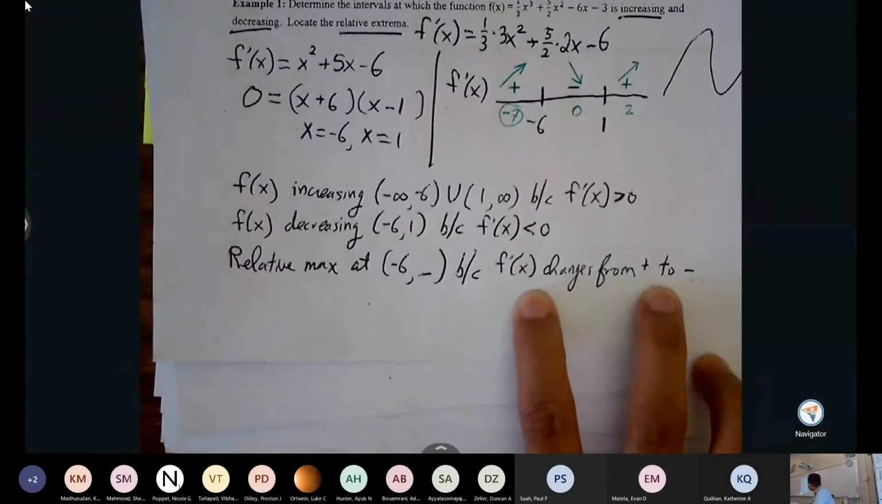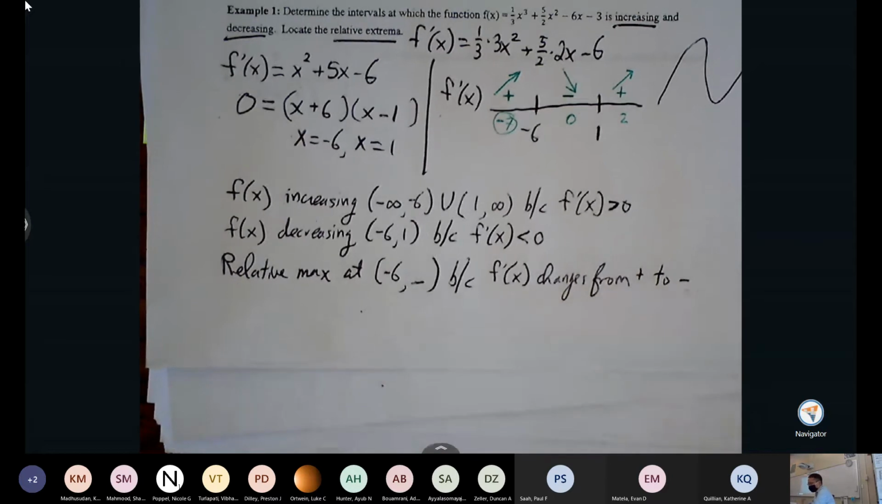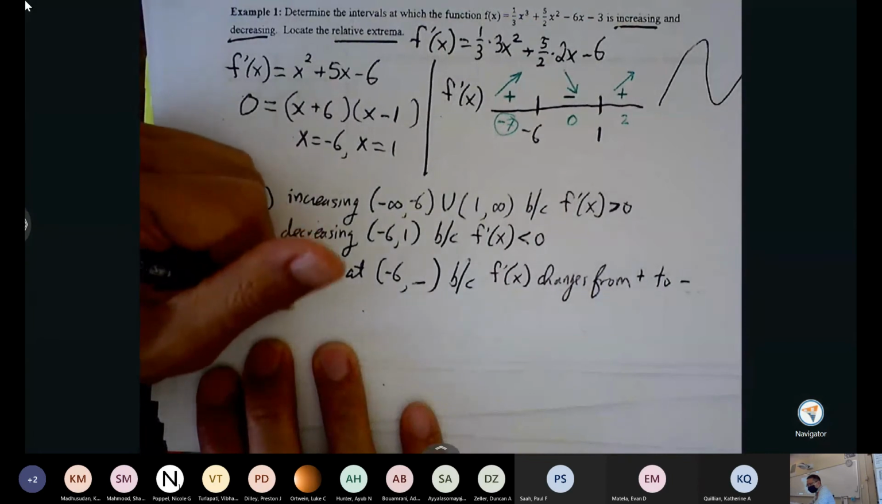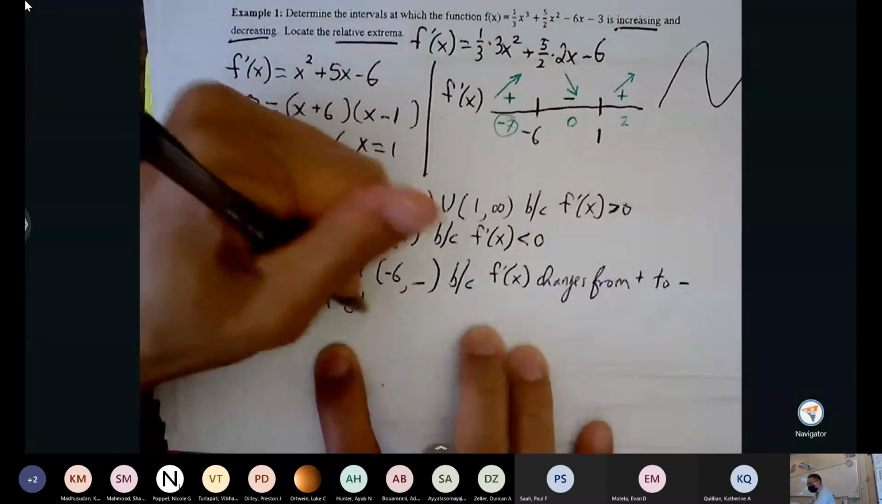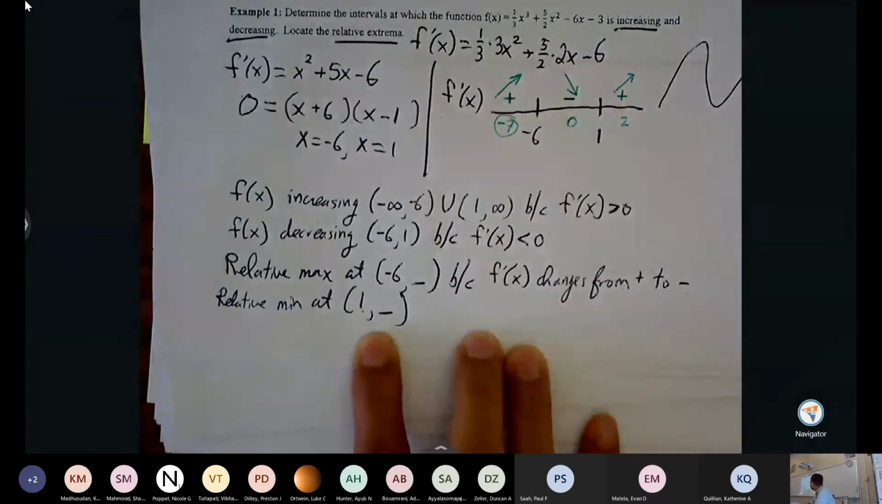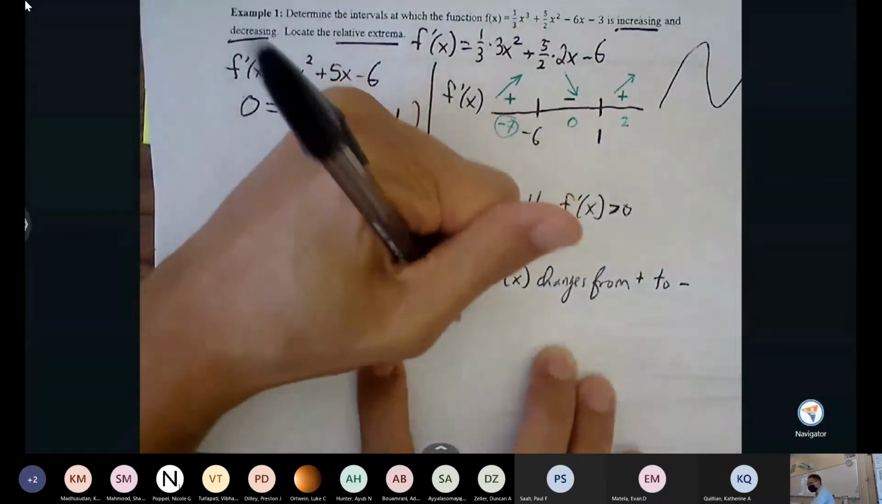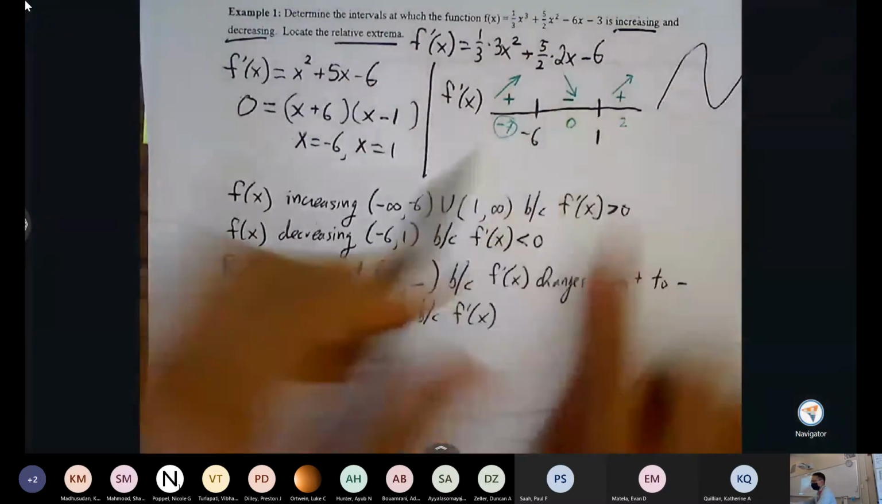Okay. So that's the justification I'm looking for on the quiz, and this is the language you would use on AP exams as well if they're asking you to justify positive or negative slope, or relative max, relative min. Okay, relative min. At 1, we don't know the y value, so we'll leave that space open. Because f prime changes from what? Negative to positive, yeah.